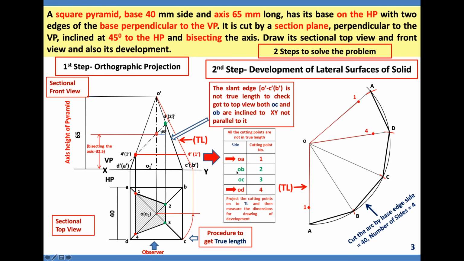Next, you can see I have changed the color. OB has cutting point 2, OC cutting point 3. Where is it? Here it is, the green color, 3 dash bracket 2 dash. This line is also not true length. So you have to project this.